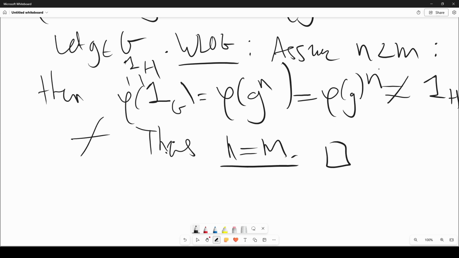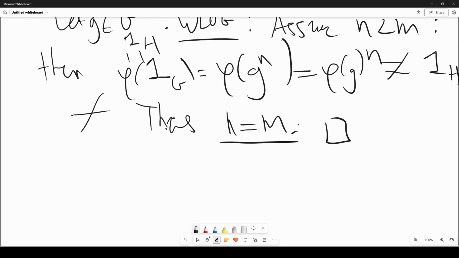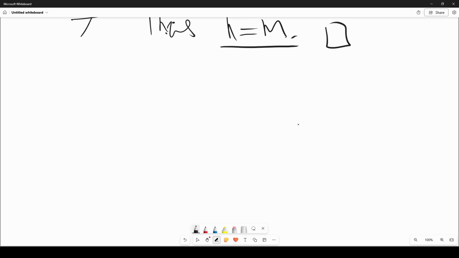Of course, technically you should do the case when m is less than n, but it follows the exact same process. Okay, great.